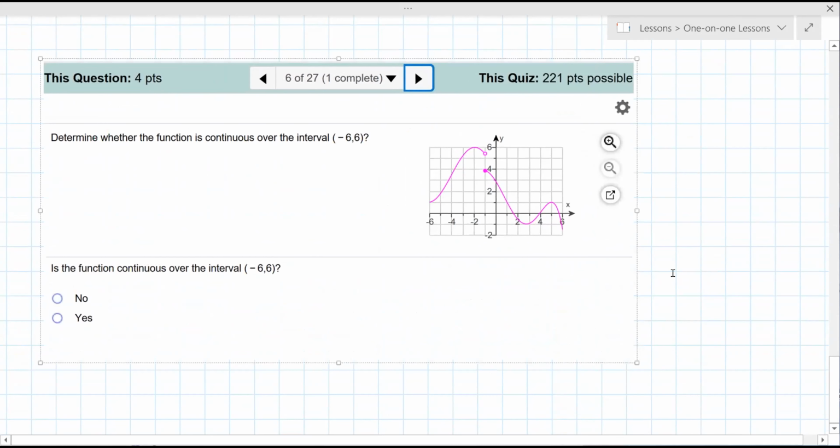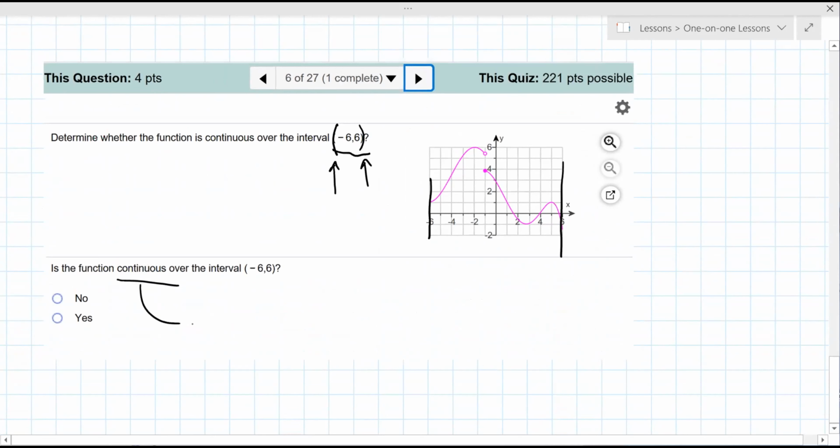Determine whether the function is continuous over the interval minus 6 to 6. So this parenthesis means that it doesn't include it, same thing there, but you're going from minus 6 to 6. So that's right here to here. Okay. So if it's continuous, that means simply you can draw without lifting up your pencil. Okay. So it would not be continuous. That's correct.